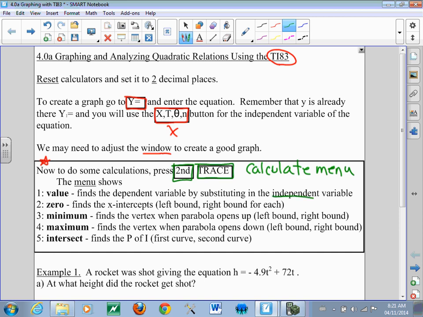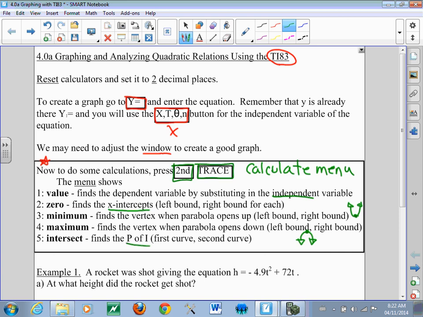The zero finds what are called the x-intercepts, and you're going to do a left bound, right bound for each of those. The minimum value finds the vertex when the parabola opens up. Remember we talked earlier about parabolas, and if it opens up, the vertex is going to be at the bottom. That's the case for a minimum. And number 4, the maximum finds the vertex when the parabola opens down. That's when it's an upside down or flipped parabola, and we find the maximum.